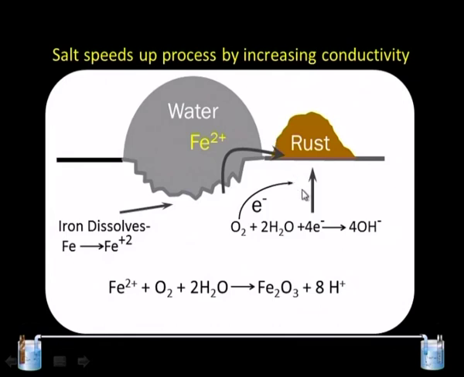This type of rust you must have seen in iron objects which, during the rainy season, are exposed to the open atmosphere where water or humidity is available, oxygen is available and iron metal is available, and you can see this type of brown rust in your iron objects which are left to the air during the humid season.